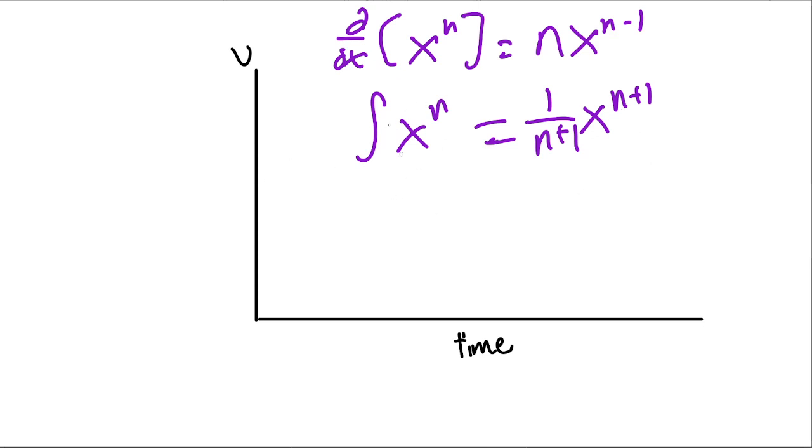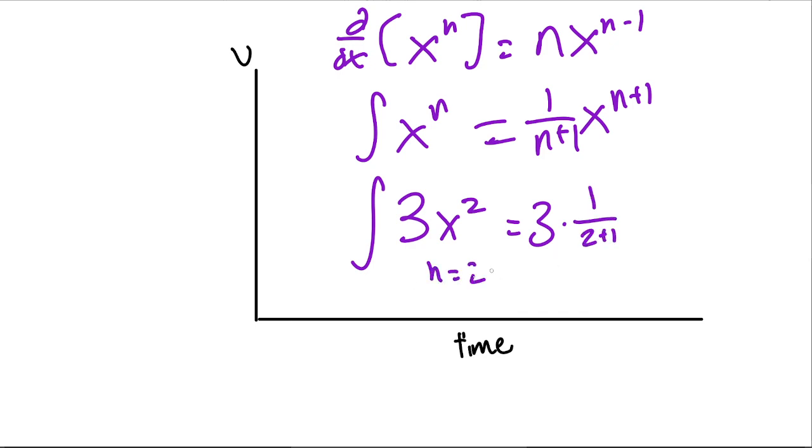So let's say that what's inside here is 3x squared. The antiderivative of this would be 3 times 1 divided by 2 plus 1, remember n equals 2 here, times x to the power of 2 plus 1. So this is going to be equal to 3 times 1 over 3 times x cubed. These are going to cancel out. The antiderivative of 3x squared is x cubed. And remember, the derivative of x cubed is 3x squared. So, antiderivative. It's the opposite of a derivative.